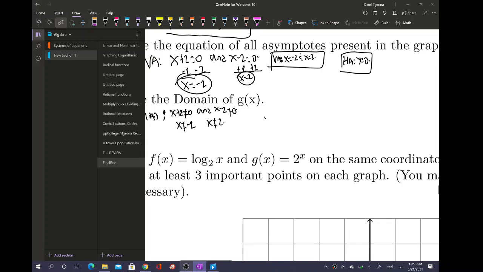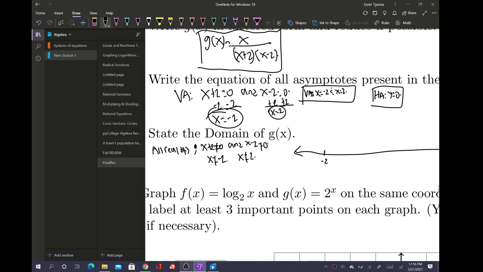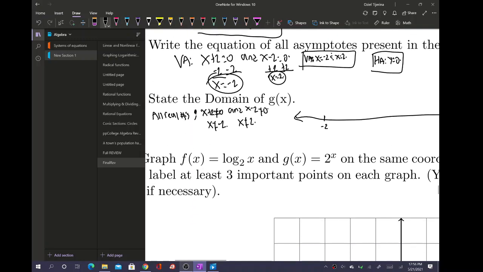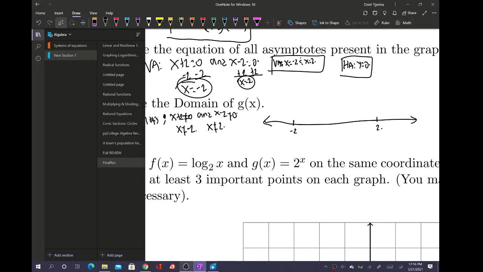Now, you want to draw a line, right? This is another way to do it. You want to put negative 2, and then you want to put 2, right? So in reality, because they cannot equal negative 2 and 2, you're going to shade everything but those two points. So like this, and then like this, and then like this, right?